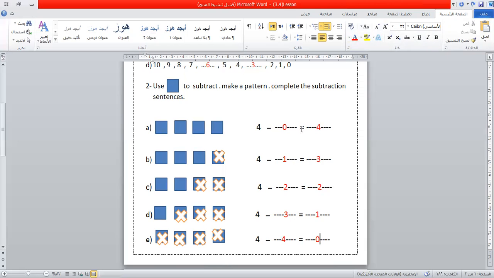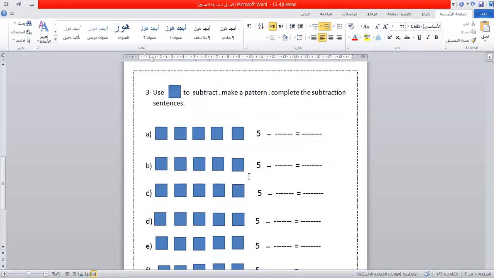Yes, the first time we can cross out 0 squares. We can cross out 1. We can cross out 2. We can cross out 3. We can cross out 4. These are the ways that I can use to subtract from the number 4. Can you see the pattern here? 0, 1, 2, 3, 4. We are going to count on. Here, on the other side, we will count down: 4, 3, 2, 1, 0.